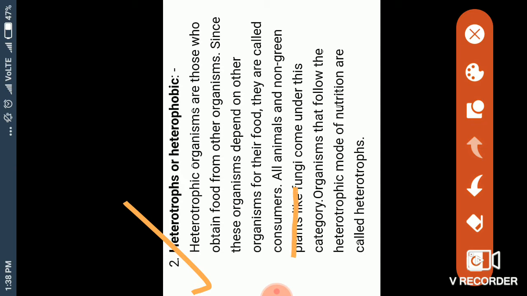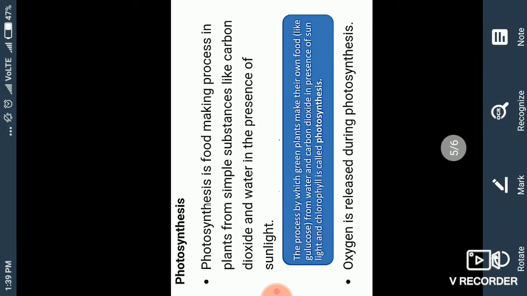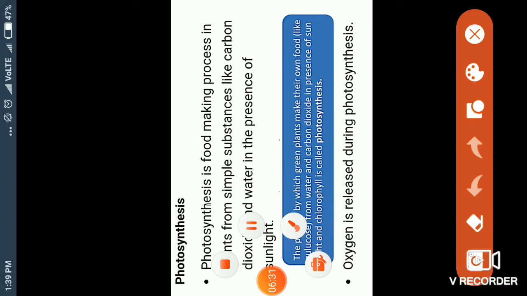Living beings that depend on others for food are called consumers. And all animals and non-green plants like fungi and mushrooms come in this category. Organisms that follow the heterotrophic mode of nutrition are called heterotrophs. This is the definition from here to here. Understand? And the very important process is called photosynthesis. Understand?